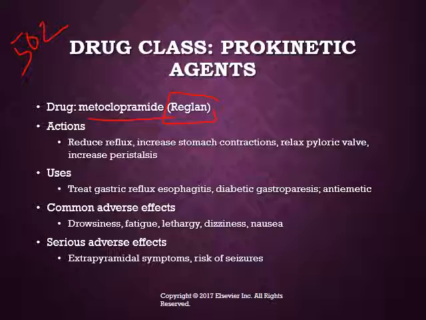The biggest thing with Reglan is to watch for the extrapyramidal symptoms such as restlessness, involuntary movements, facial grimacing. That is an adverse effect that happens in 1 in 500 patients, so it's fairly common, and you just want to educate your patients that this is a possibility. So again, your prokinetic agent Reglan or metoclopramide is used to kind of move things along in the gut.